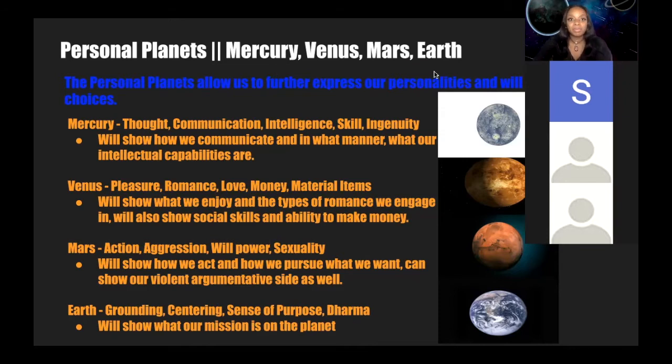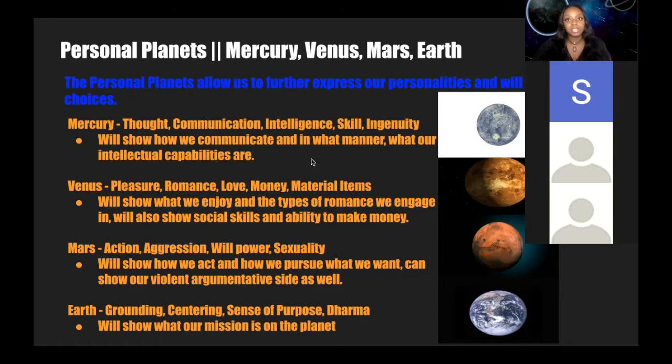The personal planets allow us to further express our personalities and will dictate life choices. So it will dictate your disposition in life, how you like to pursue things and what you like to do. Mercury dictates thought, communication, intelligence, skill, and ingenuity. It will show how we communicate and in what manner and what our intellectual capabilities are.